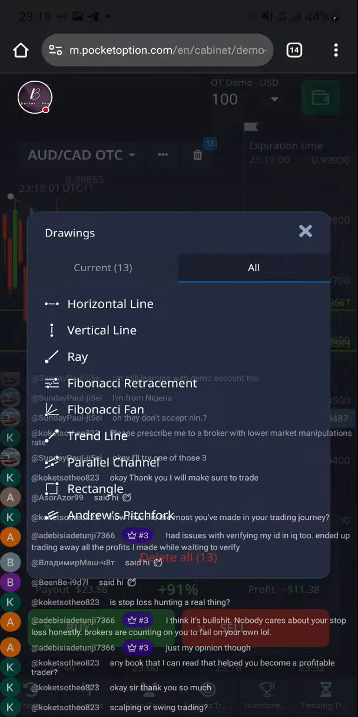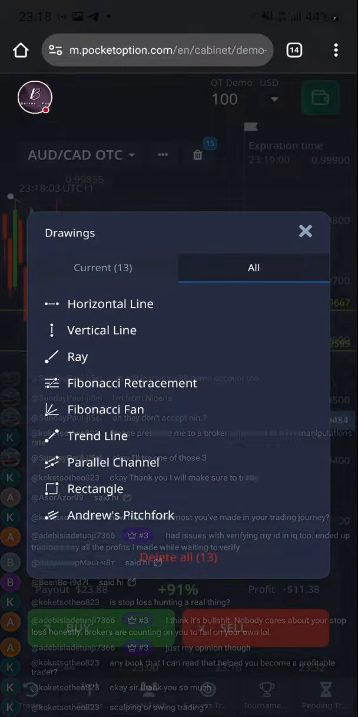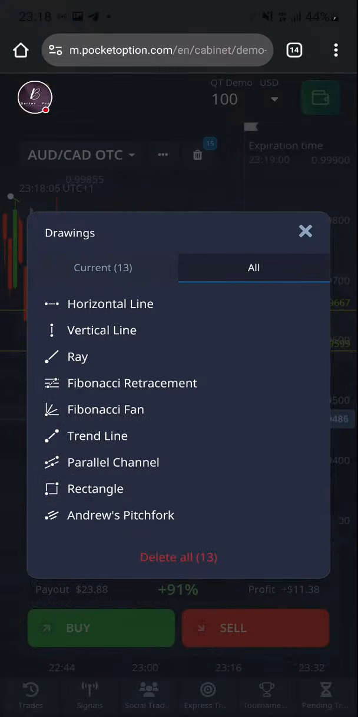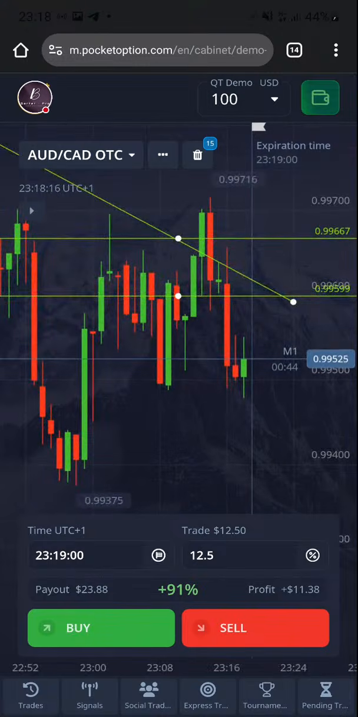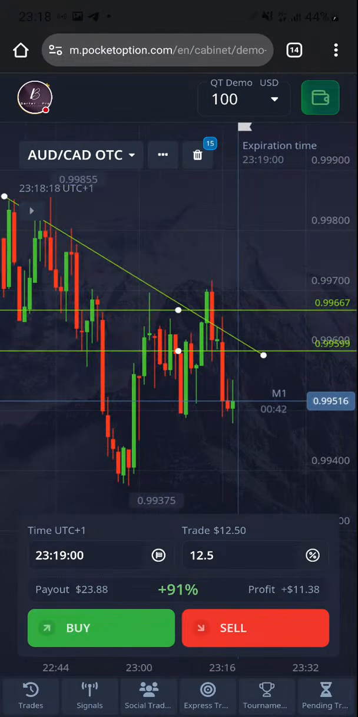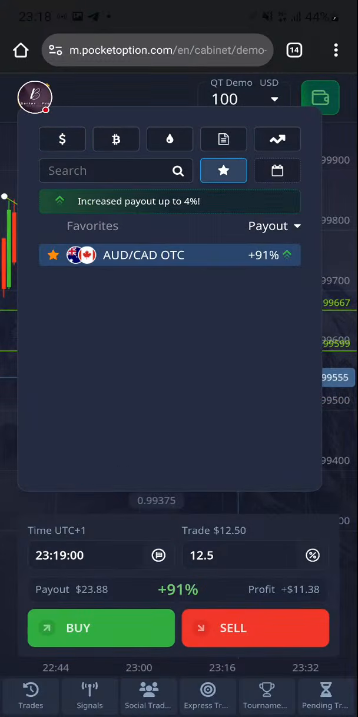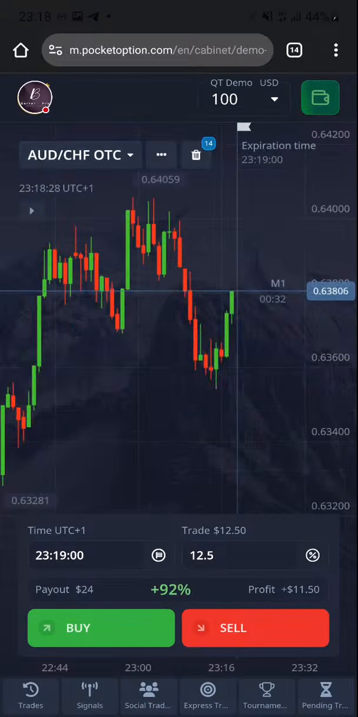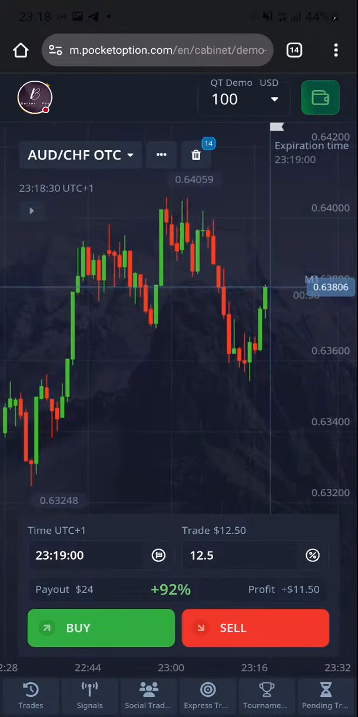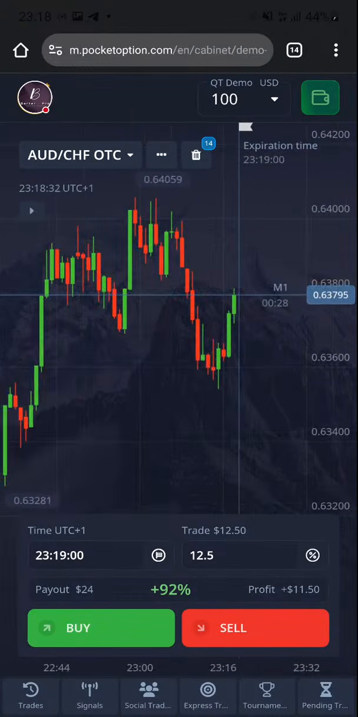Scalping or swing trading? We don't do scalping in binary options. We just trade. That's why I told you binary options is different. It's totally different from regular trading, because we don't do scalping or anything like that. We just trade. Let's look for a very good opportunity in the market. Let's look for a good one.